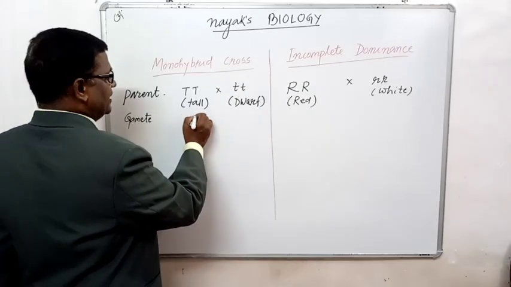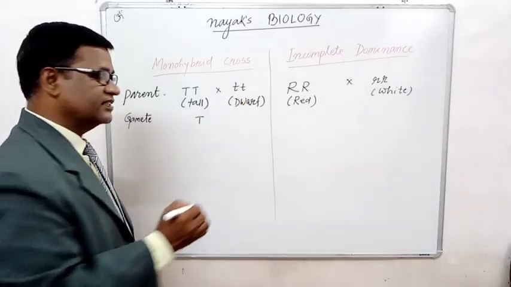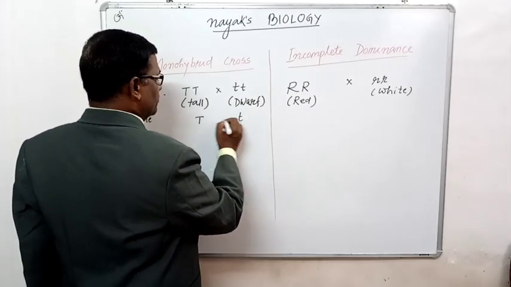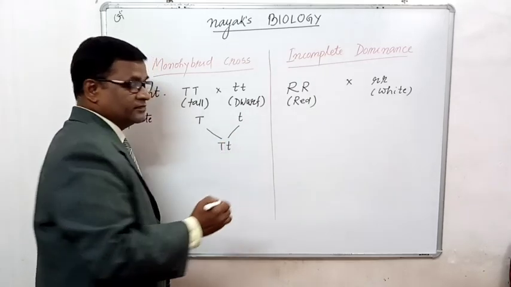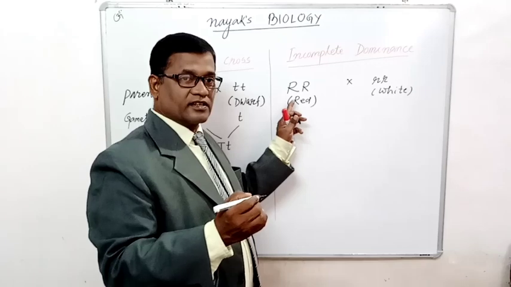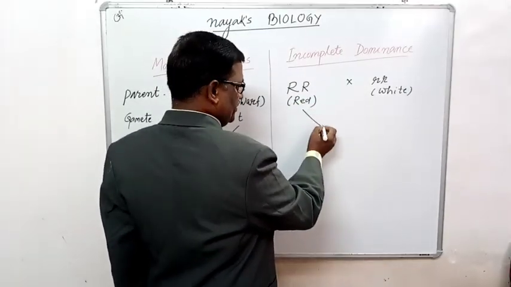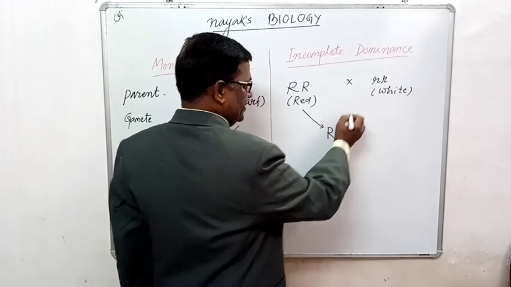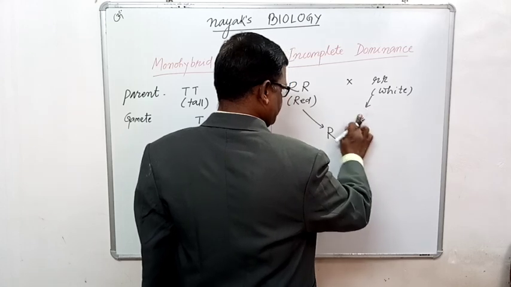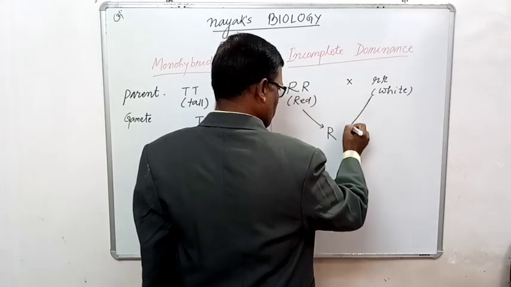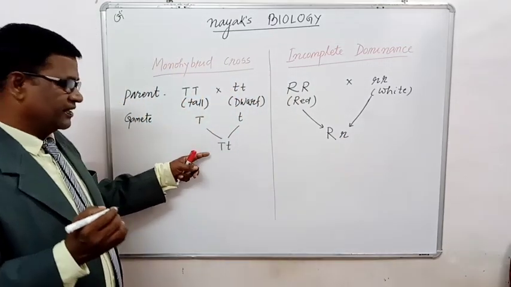Here the gamete is capital T, and here, also in homozygous condition, it is small t, and we have to cross them. Then we get capital T small t. Here you see it is RR and small rr. Here also it is a homozygous condition, it will produce R, and here it will produce small r, and you have to cross them. Then what is the combination that came? Capital R small r, and here capital T small t.